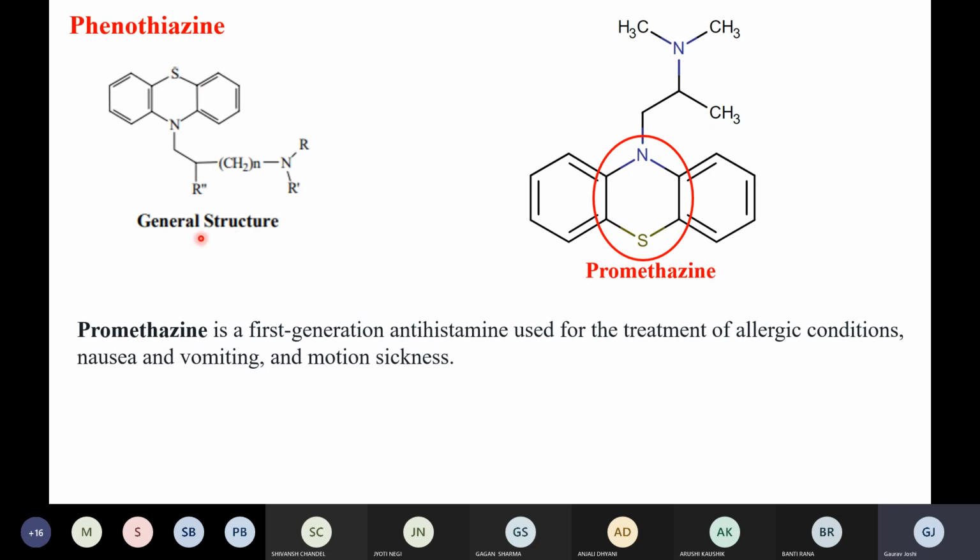So see, for example, promethazine. Basically, it's a first generation antihistaminic agent used to treat allergic conditions, right? The second thing, it is used for treatment of nausea, vomiting, and motion sickness, right? Why? Because it is also interacting with some of the H1 receptors in the brain, which are actually mediating these responses, right? So this is the thing.